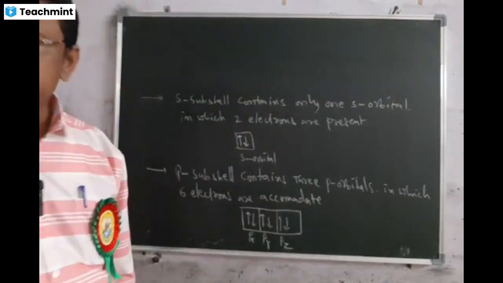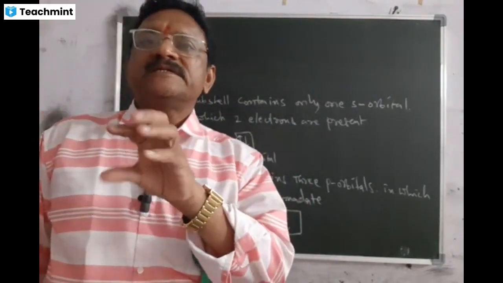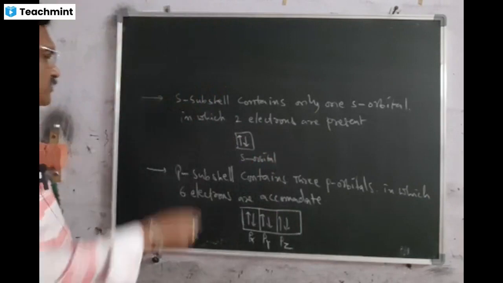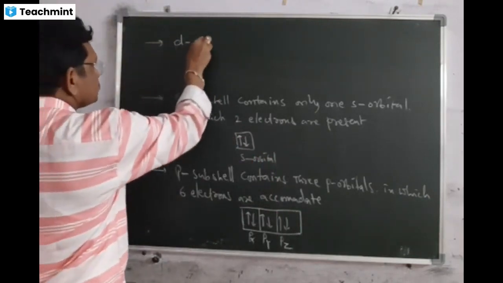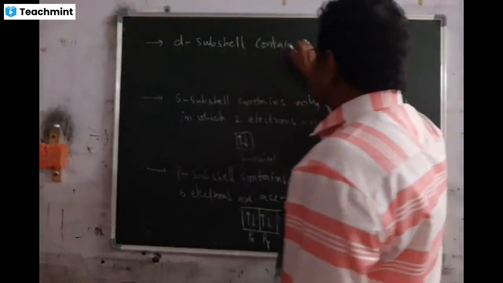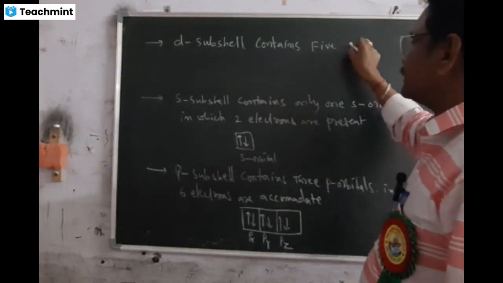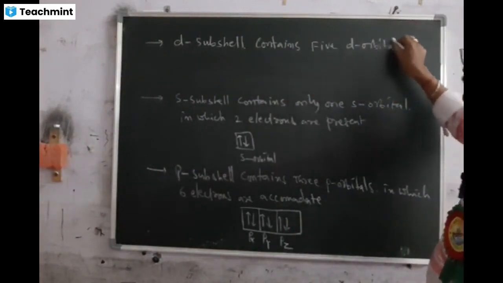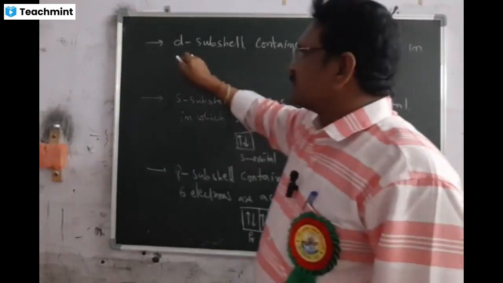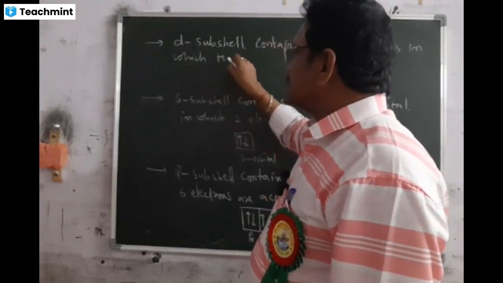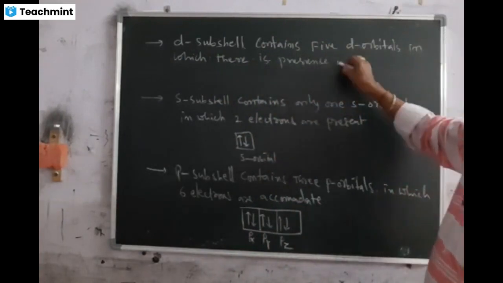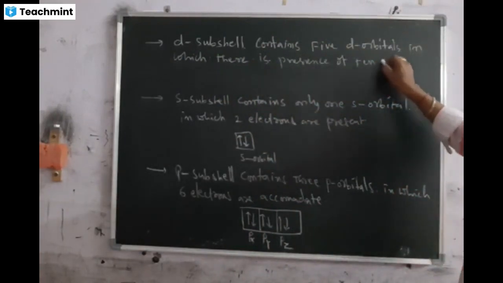Then what about the d subshell? How many orbitals does the d subshell contain? 5 orbitals. So write down: the d subshell contains 5 d orbitals, in which there is a capacity of 10 electrons.